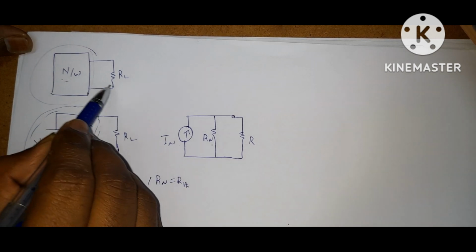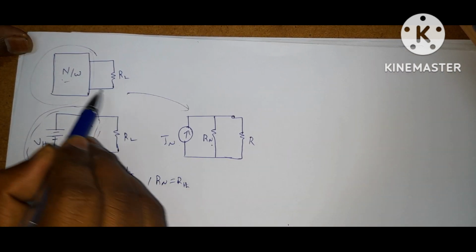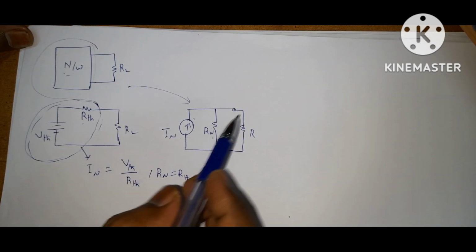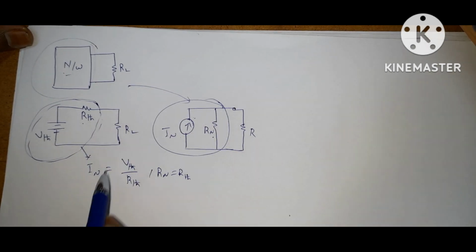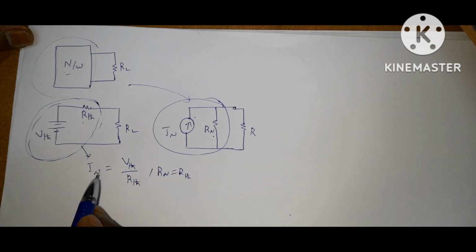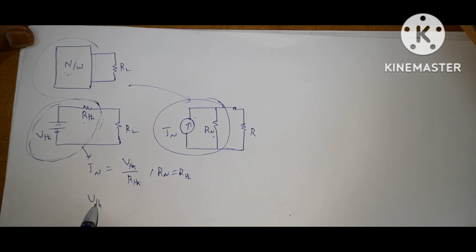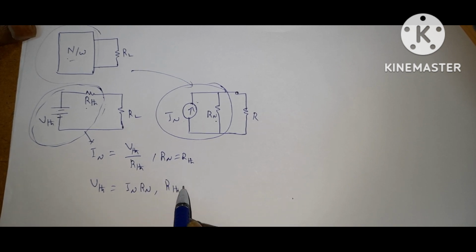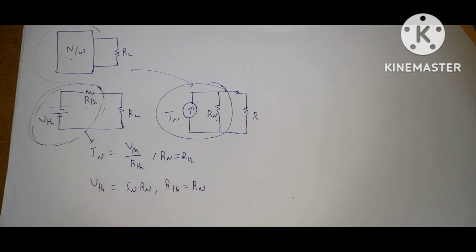Suppose you find the Norton equivalent from this network, and from this you want to find the Thevenin equivalent, simply replace this with V Thevenin and R Thevenin by applying source transformation. That is, V Thevenin is equal to I Norton into R Norton. Here also R Thevenin is equal to R Norton.